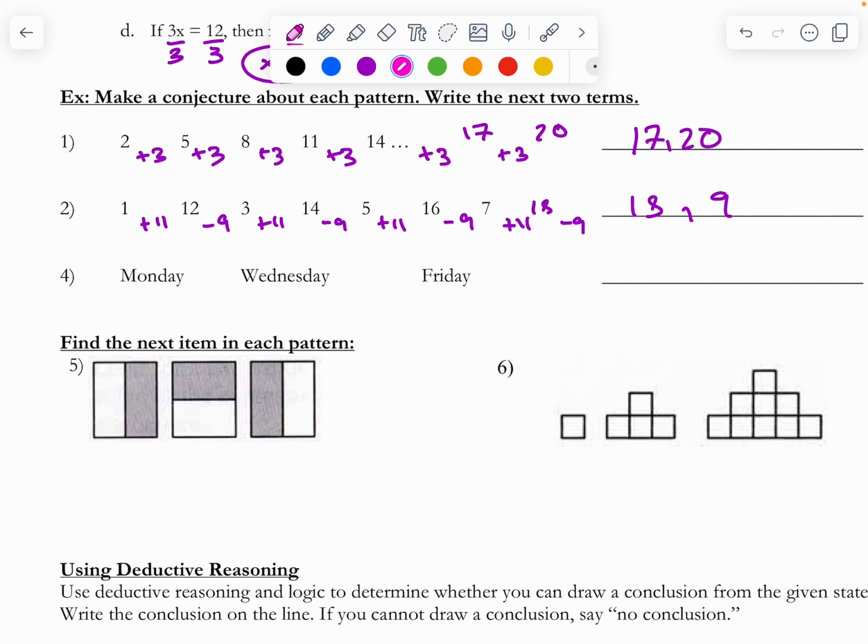This seems to be a little weird, number 4. I don't know why we skipped number 3, but that's okay. So here we got to find the next two terms. Monday, Wednesday, Friday. Well, I know it goes Monday, then Tuesday, then Wednesday, then Thursday, then Friday. So it looks like the next term is going to be Saturday.